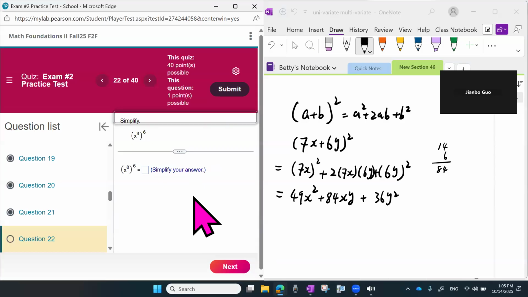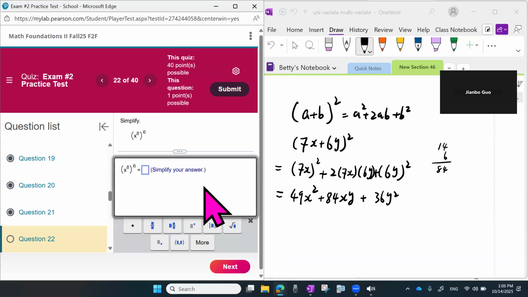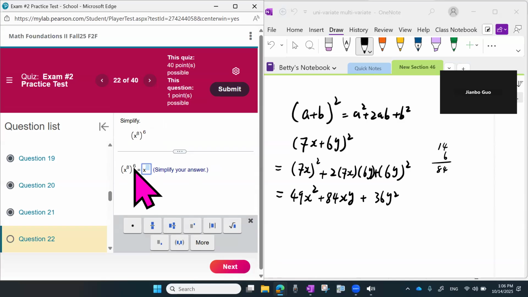Okay, question number 22. Simplify. This one is very straightforward. The structure of the expression is a baby kangaroo inside the belly of a mommy kangaroo, right? So the power rule applies. We keep x and multiply the two exponents. 8 times 6, 48.